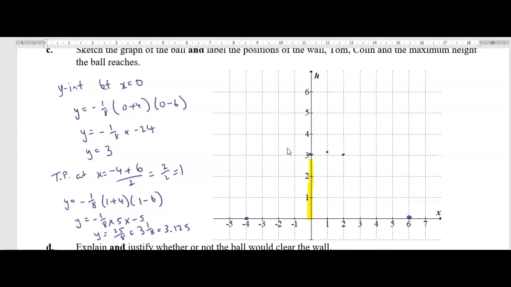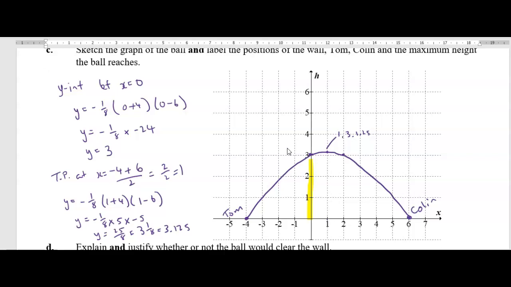Okay, now let's actually sketch it. So just drawing your dots best you can. You need to go through that turning point and the y-intercept. Okay, we do need to label where Tom and Colin are. Here's our turning point, so I'm just going to label that. It's 1, 3.125.